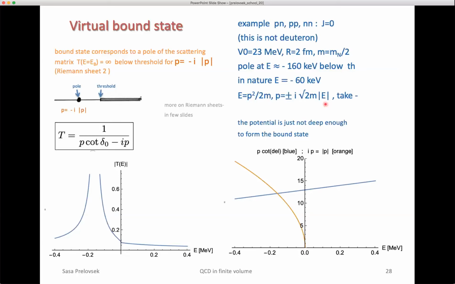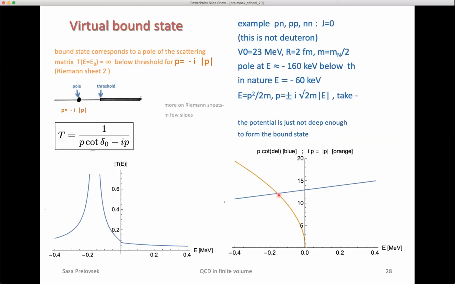In an analogous way, how would you recognize it from the lattice? So basically, you look at the position where this is equal to this, then there you have a pole. This you can extract from the lattice. Suppose you get this blue line. If you were studying this with physical quark masses, you should have the blue line kind of, okay? And then you look where it crosses this iP, where P is now negative imaginary. And it crosses here, at minus 160 keV. And so you would say this is a virtual bound state.